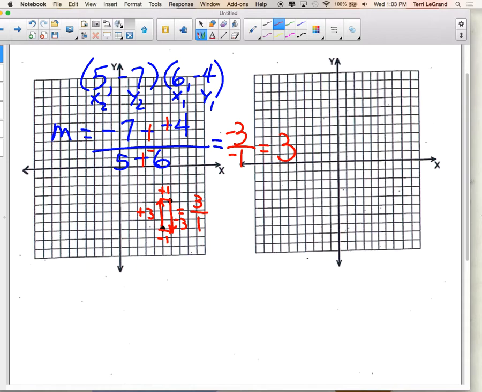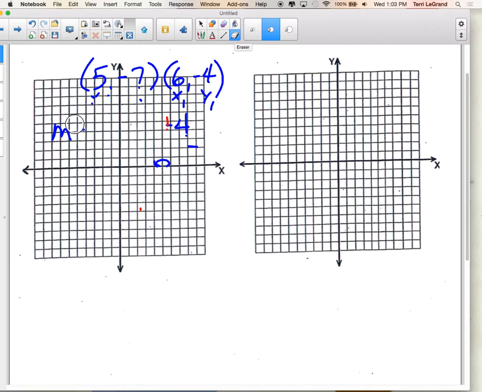Okay, go to your sheet and do the next one. And when you're done, determine the behavior of the line also, please.